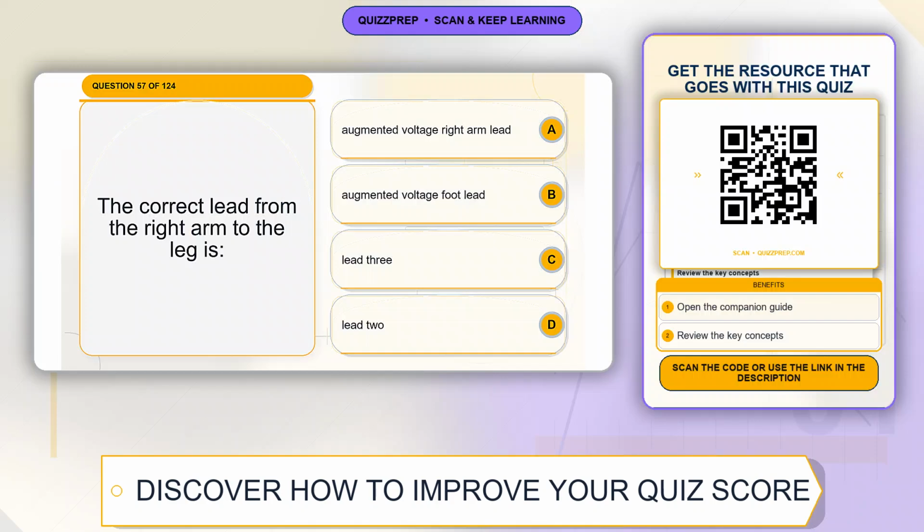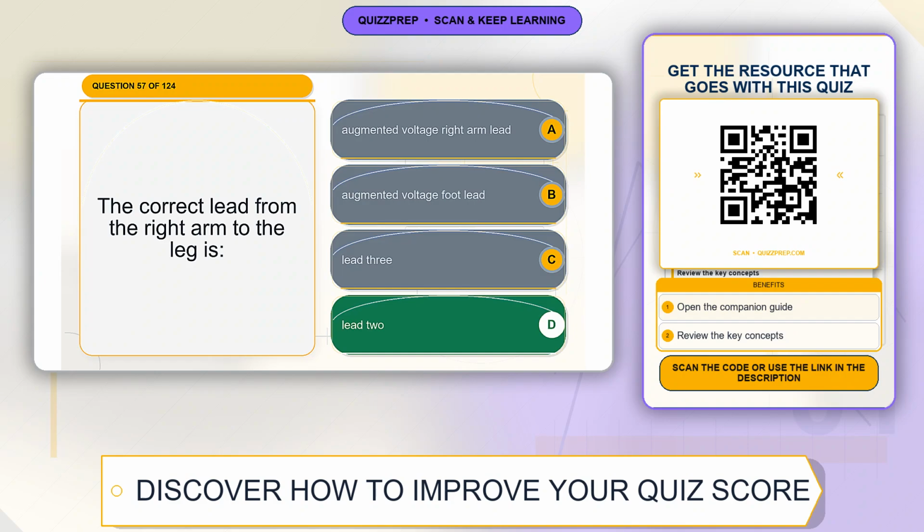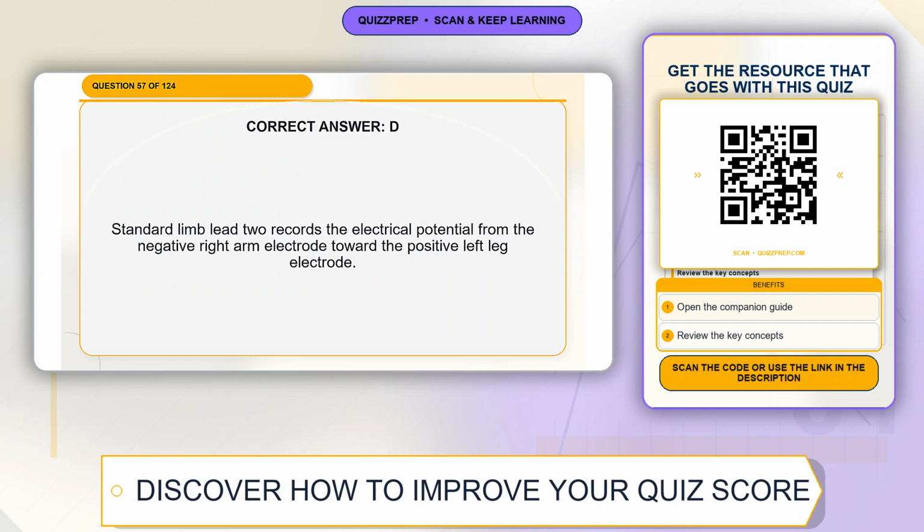Question 57. The correct lead from the right arm to the leg is: Option A, augmented voltage right arm lead. Option B, augmented voltage foot lead. Option C, lead 3. Option D, lead 2. The correct answer is option D, lead 2. Explanation: standard limb lead 2 records the electrical potential from the negative right arm electrode toward the positive left leg electrode.